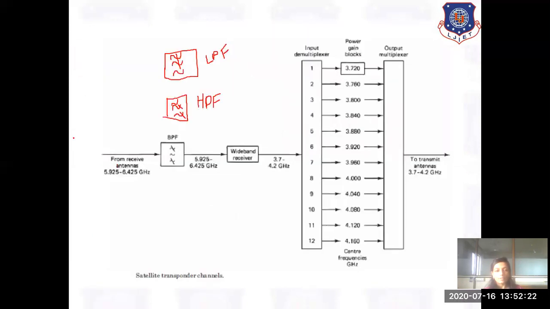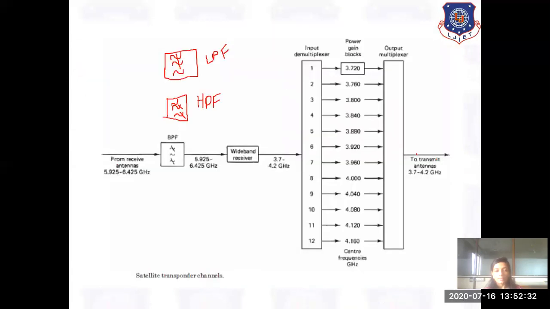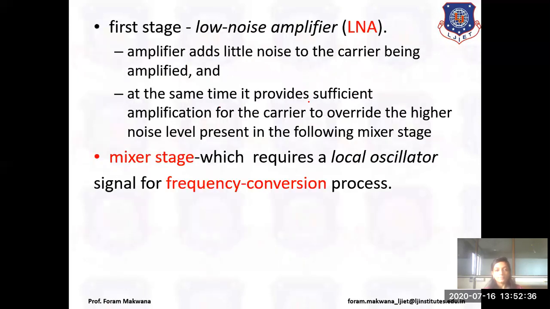Input from filter. This wideband receiver has a detailed block diagram, and its output is going to be given to the input of the demultiplexer, like this. Input of demultiplexer. Okay.